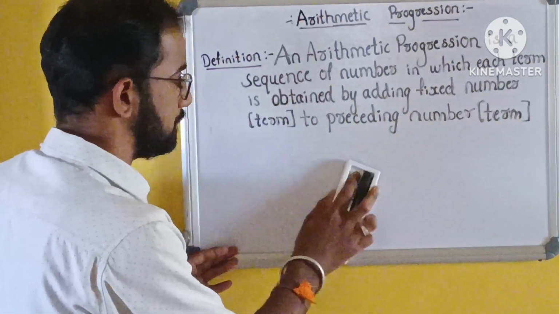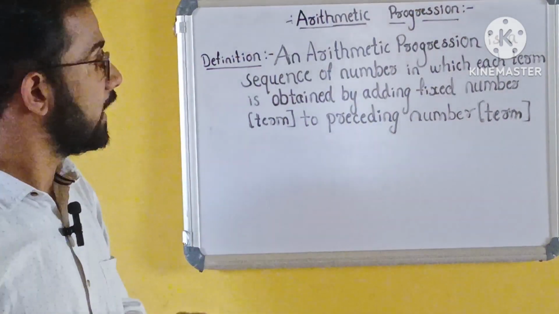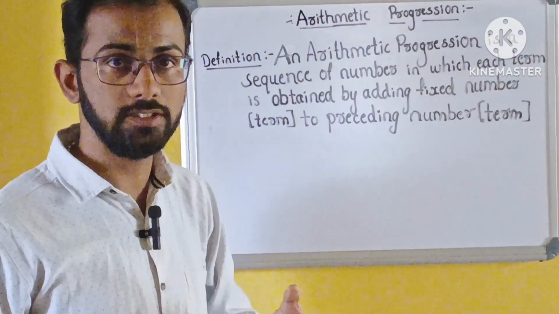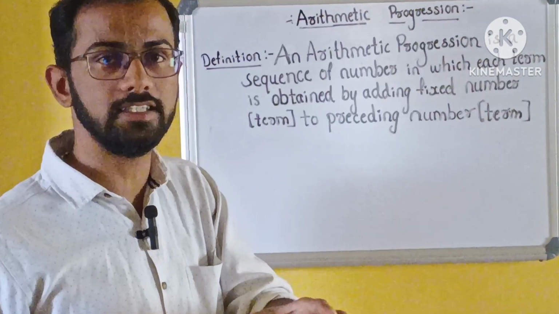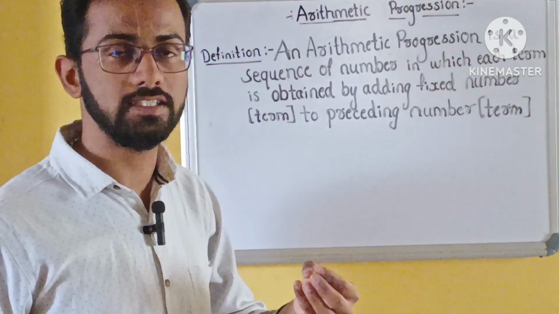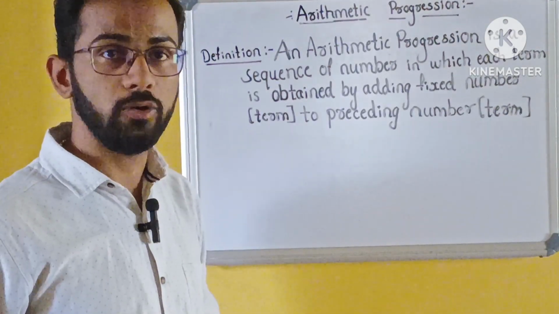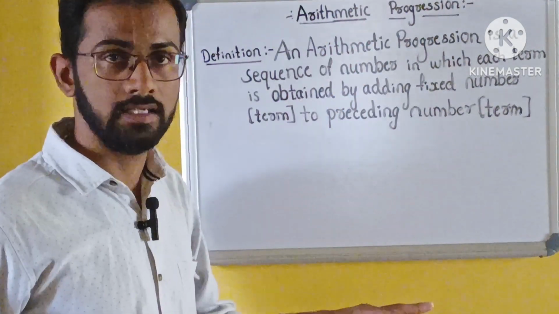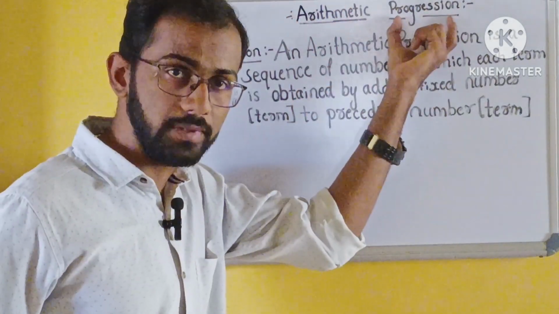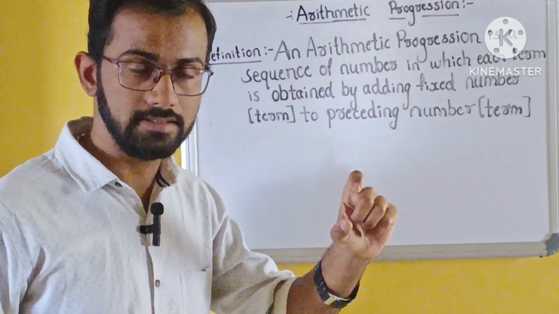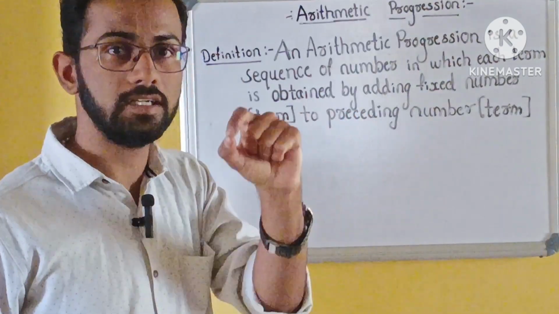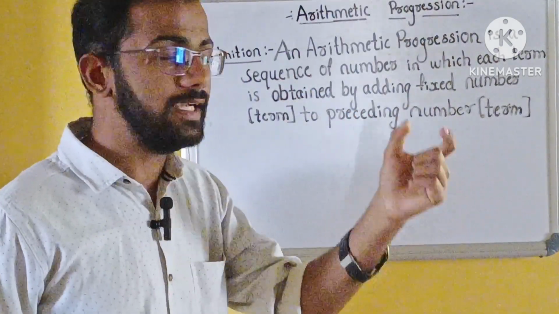How? Let's see. First of all, what does arithmetic mean? Arithmetic is a branch of mathematics which deals with operations like subtraction, addition, multiplication, division, and also it deals with numbers. Everything deals with arithmetic. And progression means it is a sequence or a series in which operations can be done.